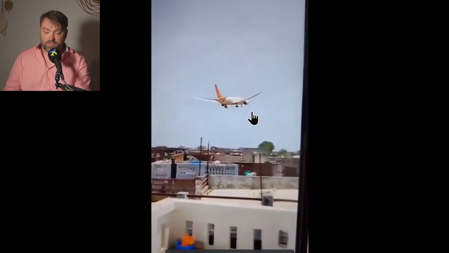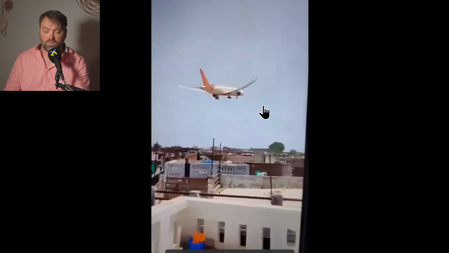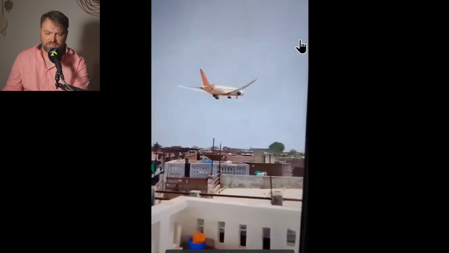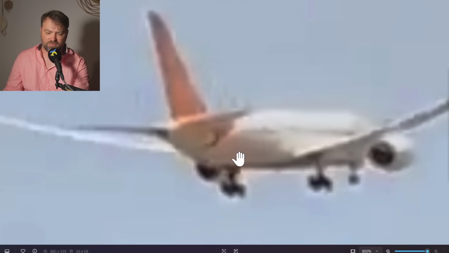So if the flaps were definitely up, like we see here, judging by this resolution, again guys, it's hard to tell because it was filmed on a phone from some sort of screen. But let's review it closer. Looks like the flaps are up, but it's hard to judge from this distance and resolution.